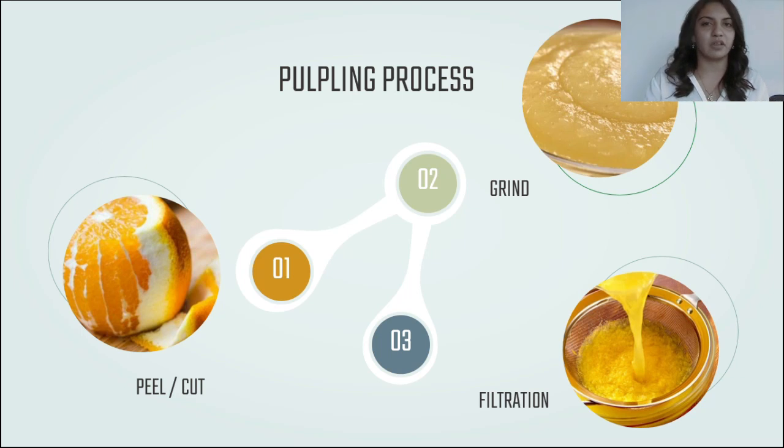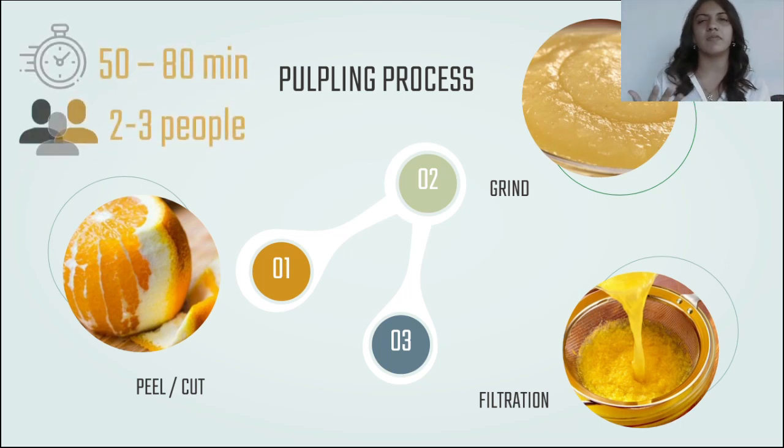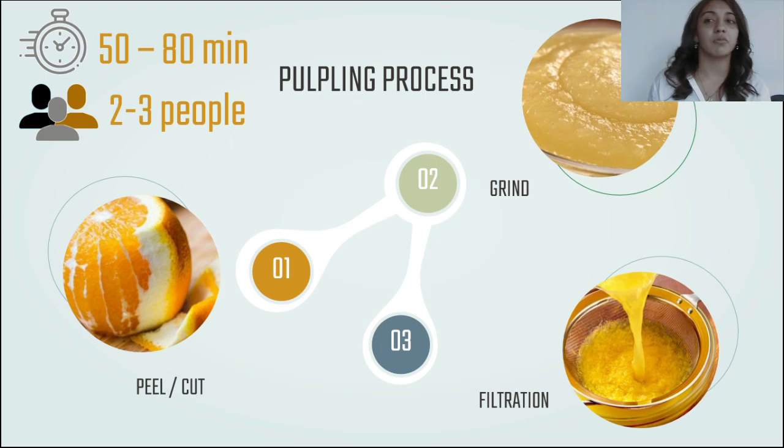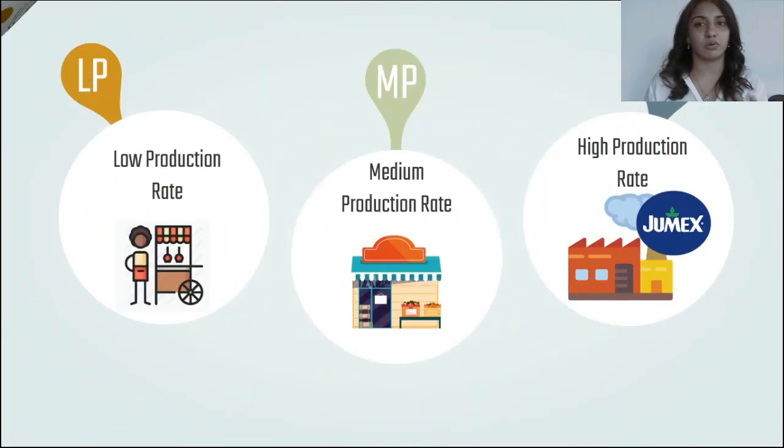This process begins when the fruit is peeled and then cut into smaller pieces if needed. Then the fruit is screened until we obtain a kind of paste. And finally, this paste is filtered to avoid seeds or pieces of shell in the pulp. Assuming we want to process between 1.5 to 3 kilograms, this manual process will take between 50 to 80 minutes and it will require 2 to 3 people.